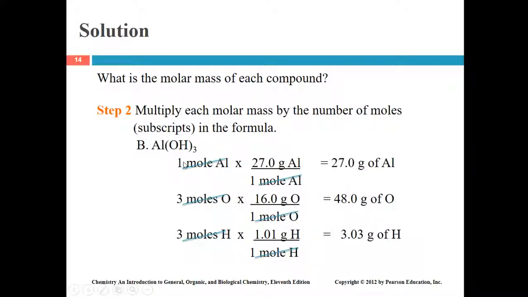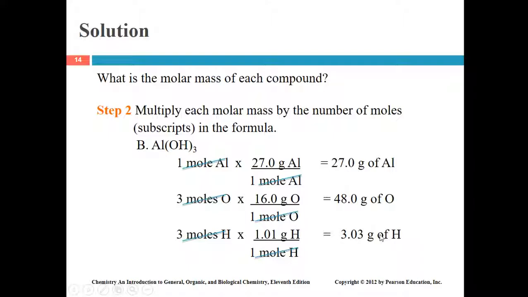Here there's understood to be 1 aluminum. The molar mass of aluminum, when you looked it up, was 27.0 grams of aluminum. Oxygen, when you looked up the molar mass, is 16.0 grams of oxygen, but notice this 3 here means 3 times everything in these parentheses. So 3 times our oxygen, we have 48 grams of oxygen. Hydrogen, for the 3 moles of hydrogen, the molar mass for hydrogen is 1.01 grams, so the 1 mole of hydrogen is on the bottom to cancel out the moles of hydrogen here. 3 times 1.01 is 3.03.